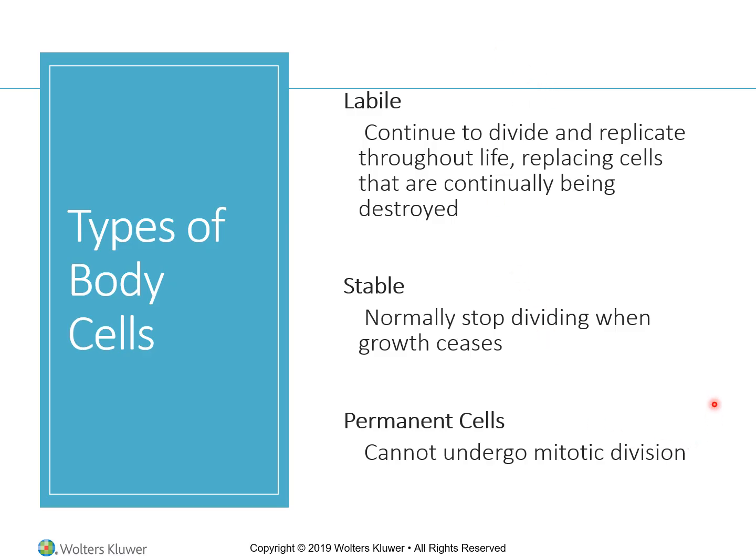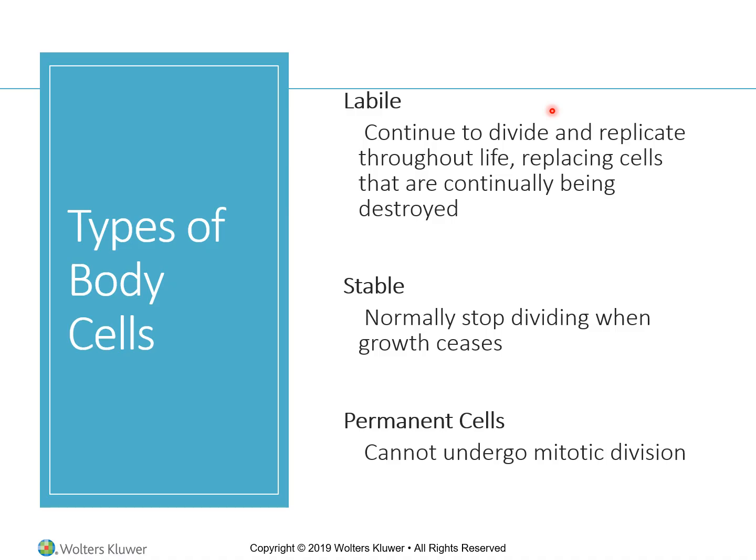They normally stop dividing when overall growth ceases, but some examples are parenchymal cells of the liver or the kidneys, some of our smooth muscle cells, and some of the vascular endothelial cells. They will regenerate when confronted with an appropriate stimulus. So these are cells that normally wouldn't regenerate themselves once growth stops, but if they're damaged or there's some other stimulus that says they need to, they are able to undergo that regeneration process.